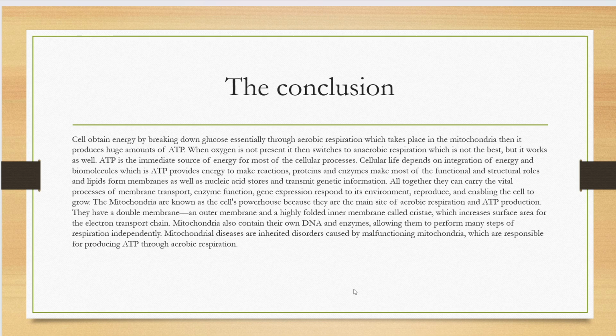And in conclusion, cells obtain energy by breaking down glucose, essentially through aerobic respiration, which takes place in the mitochondria. It produces huge amounts of ATP. When oxygen is not present, it switches to anaerobic respiration, which is not the best, but it works as well. ATP is the immediate source of energy for most cellular processes.